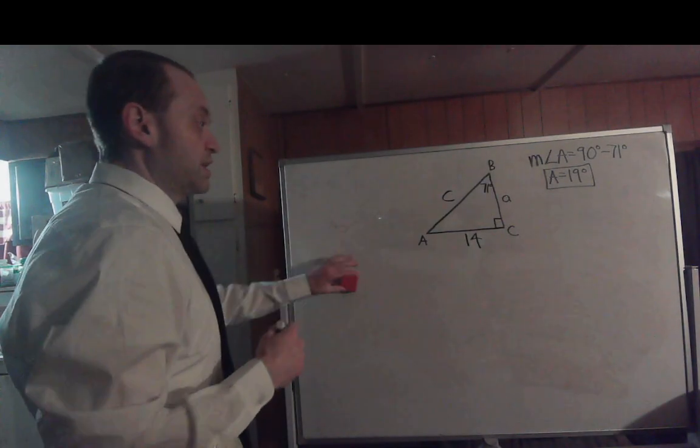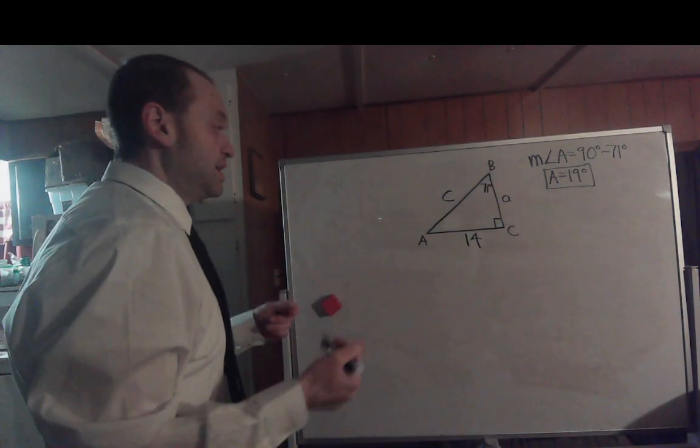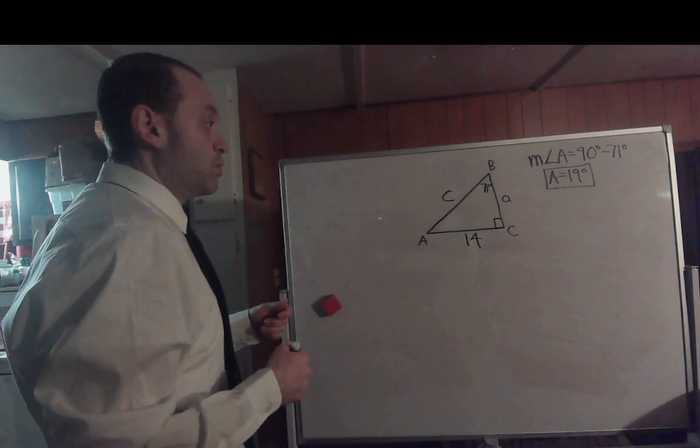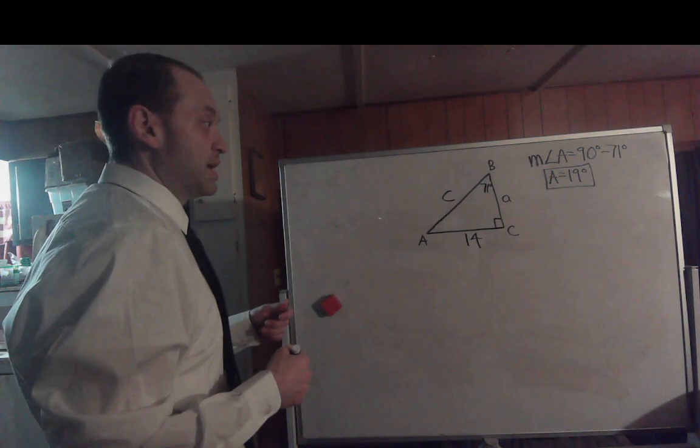So that means that the measure of angle A equals 90 degrees minus 71 degrees, which would give you that angle A itself is equal to 19 degrees. So now we found angle A to be 19 degrees. From here we can find the sides. And what better place to start than to find side A.